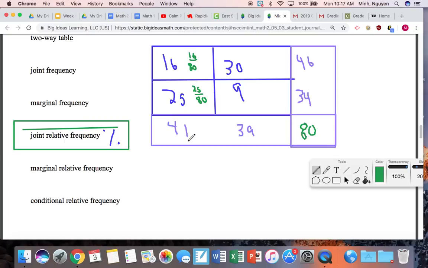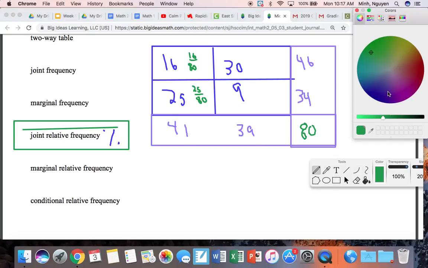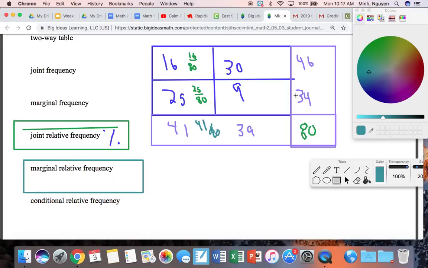The marginal relative frequency would be, let's say, a teal-ish color. So it would be 41 out of 80, and again, this is for marginal relative frequency. Relative means it's a percent, because relative means you're comparing it to everything else. And then a conditional relative frequency is for when you're comparing the joint relative frequency or the joint frequency to the marginal.